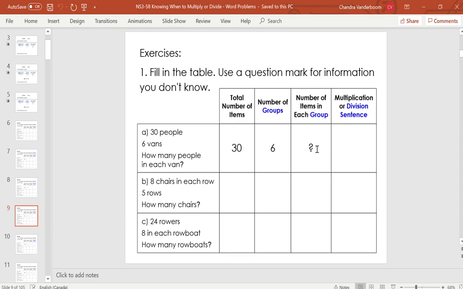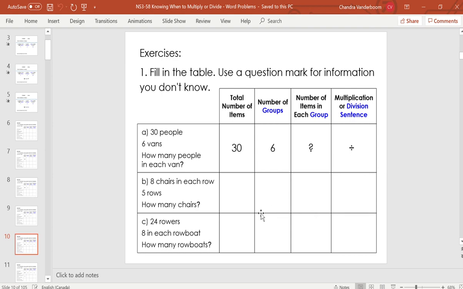Now the question is, do we have to do multiplication or division to answer this question? Remember, we know our total number of items. And every time that we know the total number of items, we always do division. So this is going to be a division sentence. We don't have to solve it yet. We'll do that later. Right now it's just asking us to fill in the chart here.